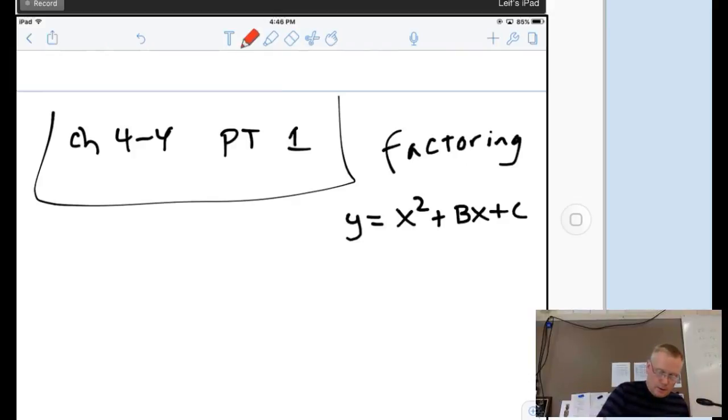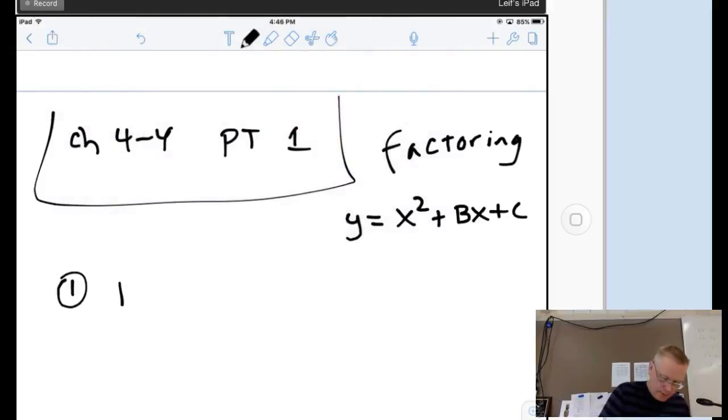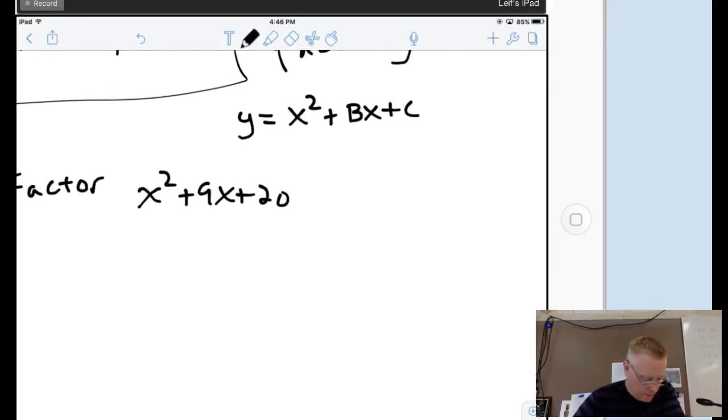And number 1, factor x squared plus 9x plus 20. Okay, so with this, I'm looking for what are the factors of c that add up to b.